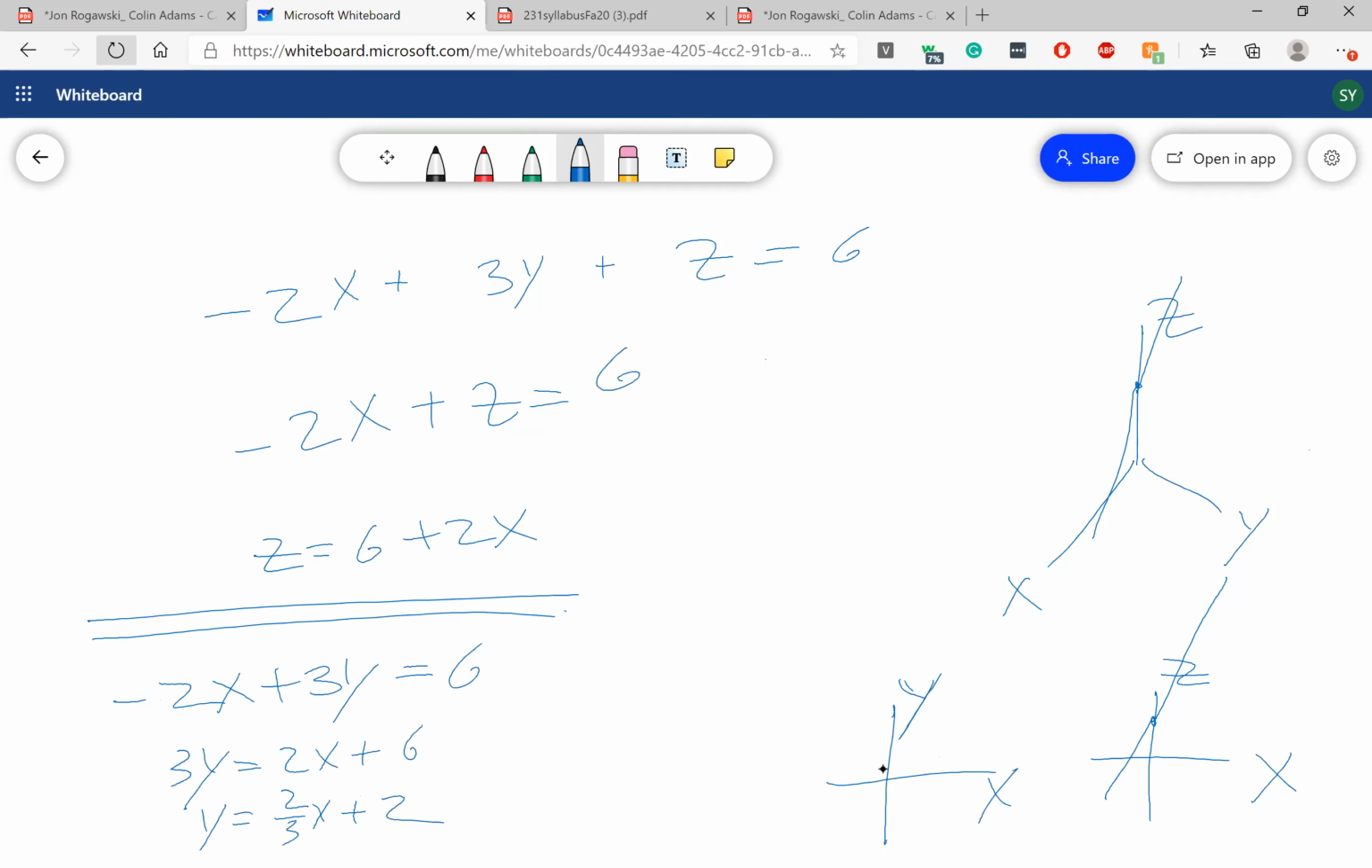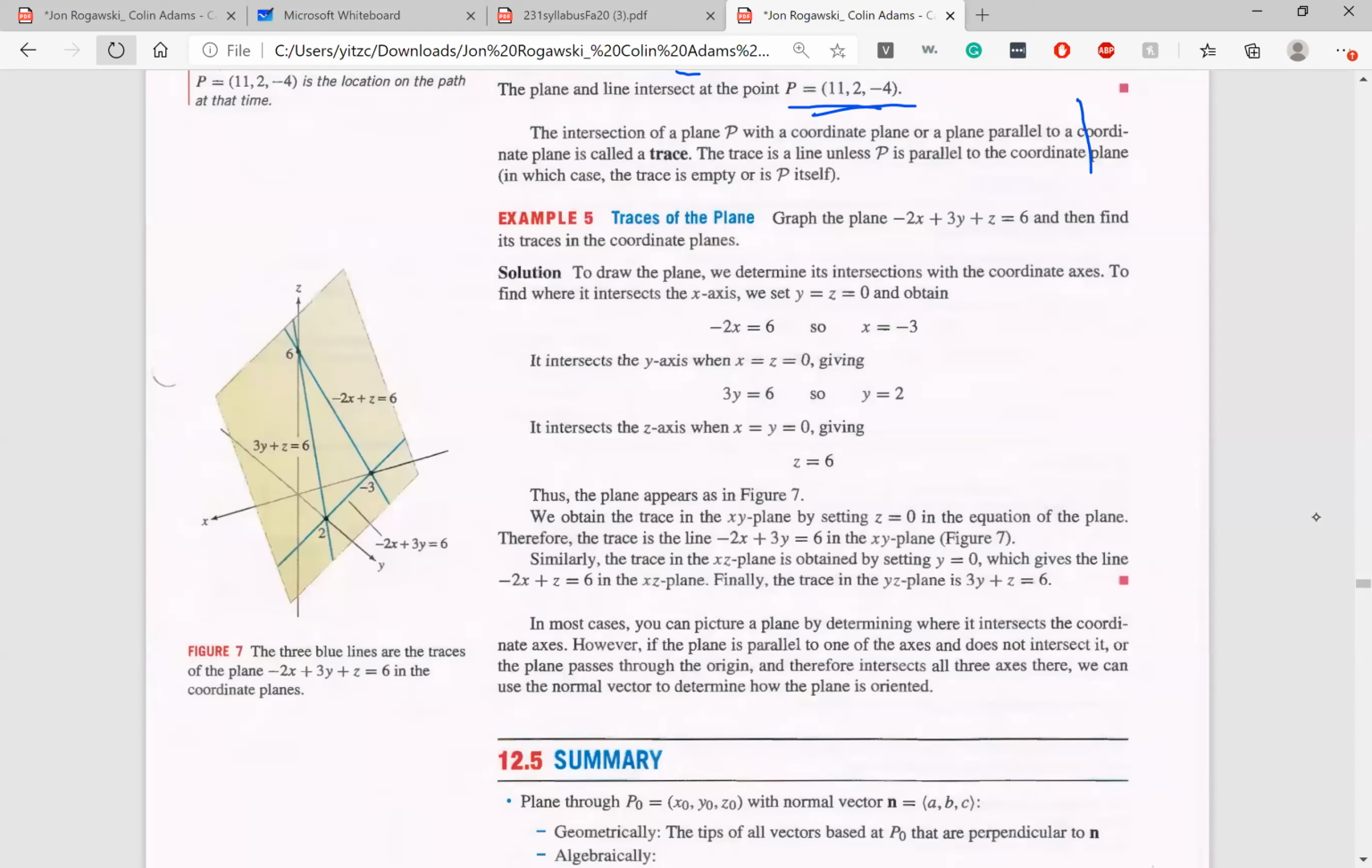So that would be something like this, and maybe the slope is not as drastic and not as high, so it looks something like this. At this point, we can finish by saying that the other line would look something like that. And so the plane should look something like this. Any questions about that?